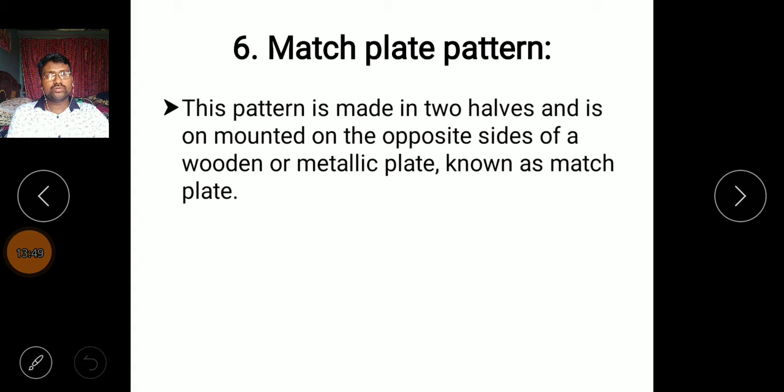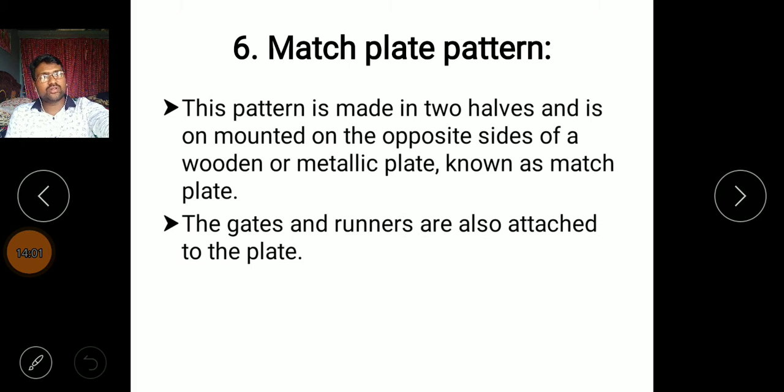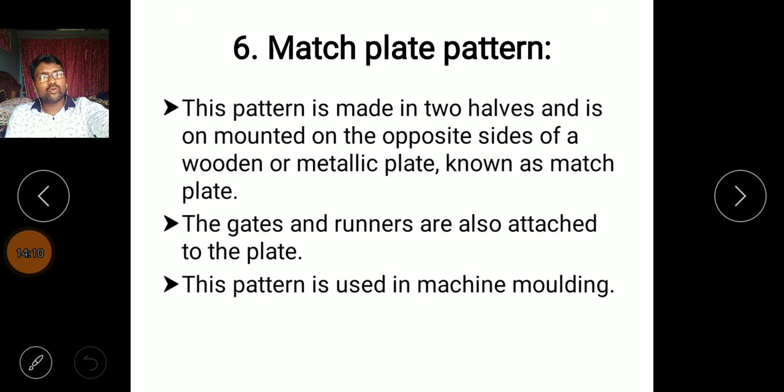We have to place the pattern on the drag box and above the cope box. We have to fill the mold above and below. It is mainly used in the machine molding process. The gates and runners are also attached to the plate at the time of preparing the molding. The pattern is mainly used in the machine molding process.